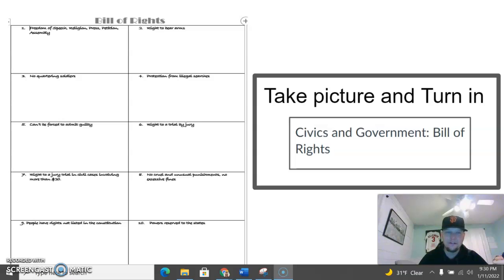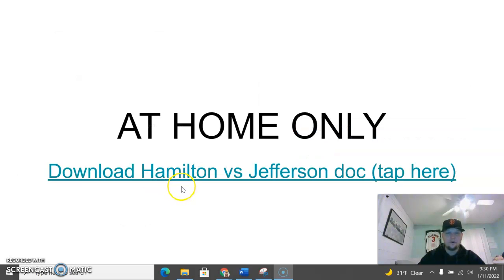Before we get on to that, I want to make sure that you finished your work from yesterday. Make sure you have the drawings for each of the 10 amendments. Take a picture of it, turn it into the assignment that's called Civics and Government Bill of Rights. All right, let's get going.